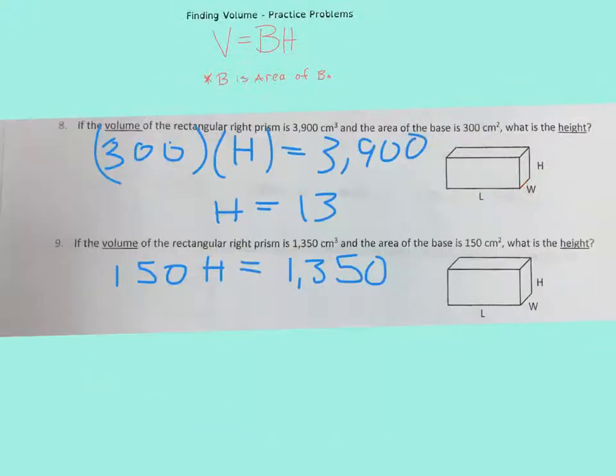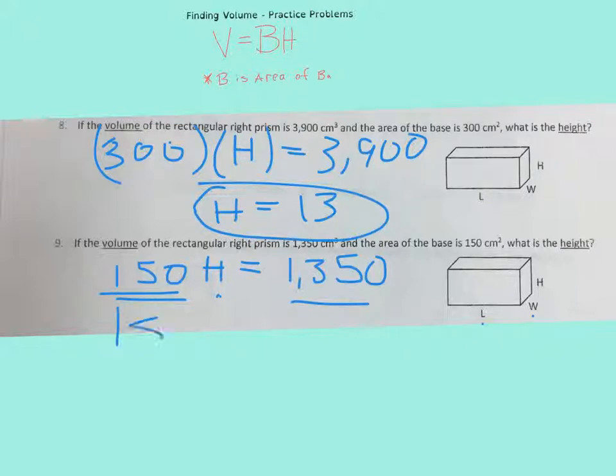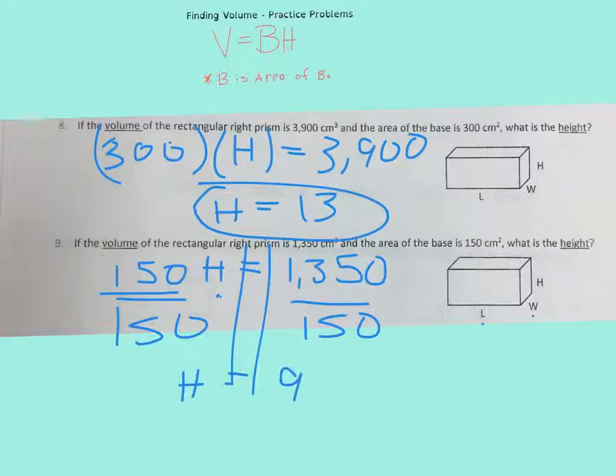They're very similar. All right, hopefully for number 8, you got that the height was 13. And then for number 9, they give you the volume. They tell you the area of the base is 150, so that's length times width. So we just don't know the height. So we're going to solve for h. We're going to divide by 150 on both sides. I'm just going through this one quickly. So your height would have been whatever 1,350 divided by 150 is, and that is 9. So the height of this rectangular prism should be 9.